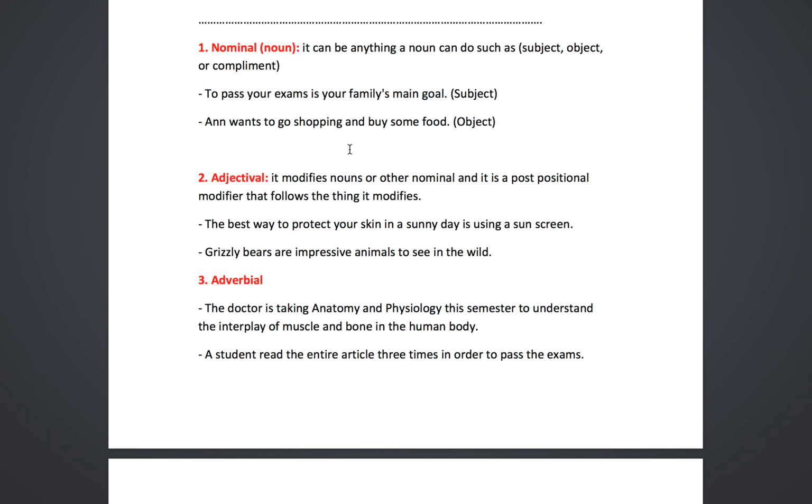The first one we have is nominal. By saying nominal or noun, you may think this is just the subject of a sentence, but not only. They can be anything that a noun can do, such as the subject, the object, or the complement of a sentence. So a noun could be a subject, a subject complement, and also an object complement too. To pass your exam, this is also a subject of a sentence.